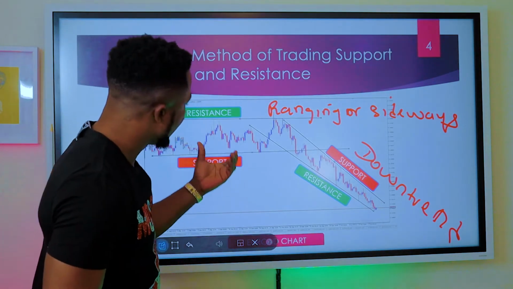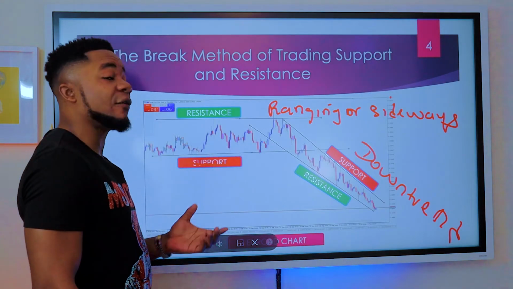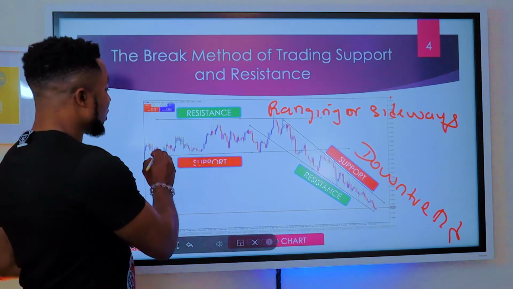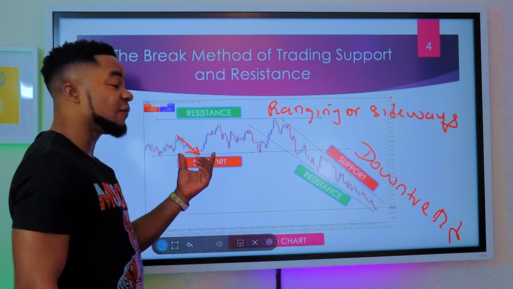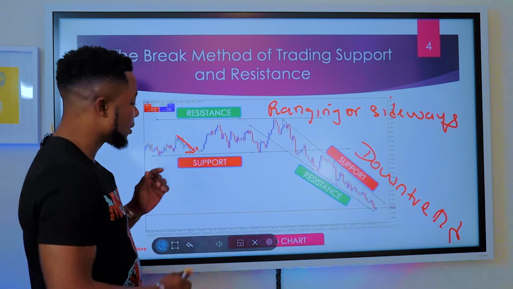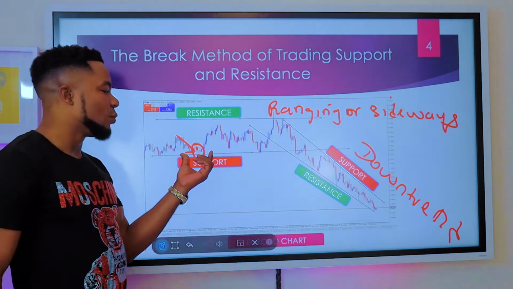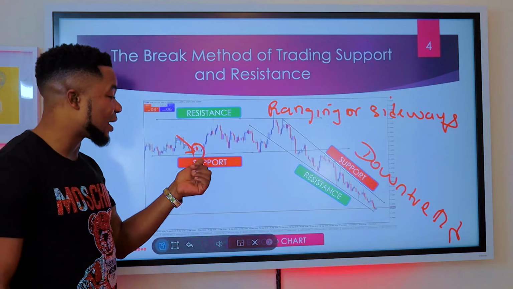Here we're using the bounce method, the bounce strategy of trading support and resistance, where once the price comes to our support, we're waiting for a confirmation. That confirmation can be a candlestick pattern, and you can see here we had a hanging man somewhere here, which is a typical reversal signal.